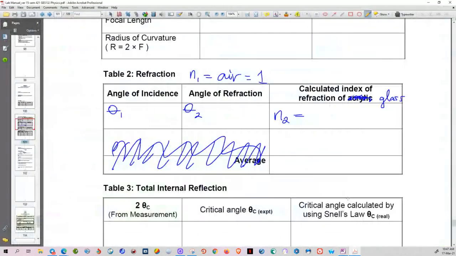So, N1 sine theta 1 over sine theta 2. Once you do this calculation, you can write the answer. N2 is equal to this. Any questions? Any questions, guys?